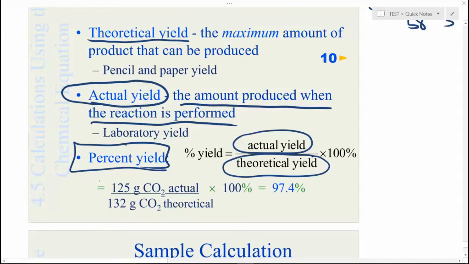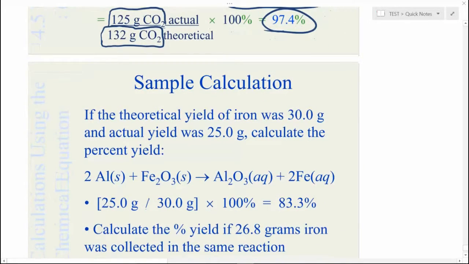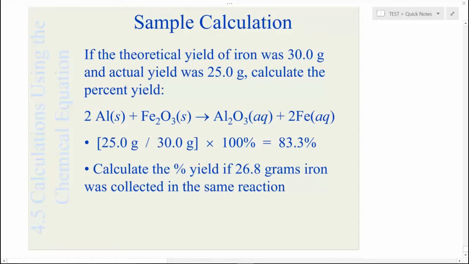So here's an example where, theoretically, you should have made 132 grams of carbon dioxide. Well, the actual yield was only 125 grams of carbon dioxide. So I take 125 divided by 132, I multiply by 100, and I have a 97.4% yield, which is a very great yield. It would be very hard to actually get a 97.4% yield. That would be very difficult. Okay, so let's try some practice questions here. If the theoretical yield of iron was 30 grams and the actual yield was 25 grams, calculate the percent yield.